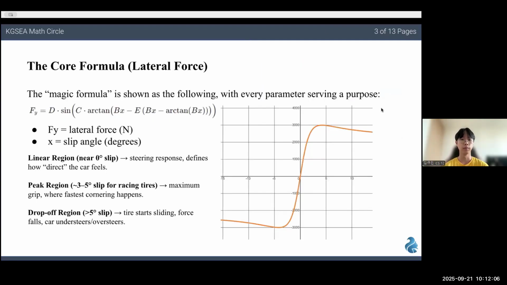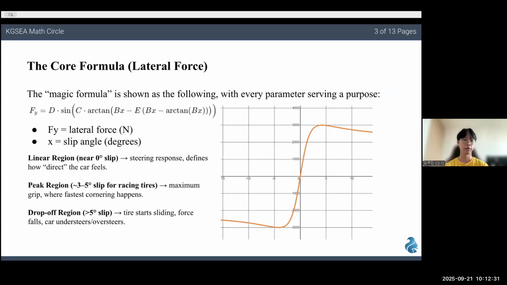So the core formula is as such. You can see it is F of y, the lateral force, equal to D times sine of C times arctangent of Bx minus E times (Bx minus arctangent of Bx). A very lengthy and complex formula, but we can dissect it quite easily.